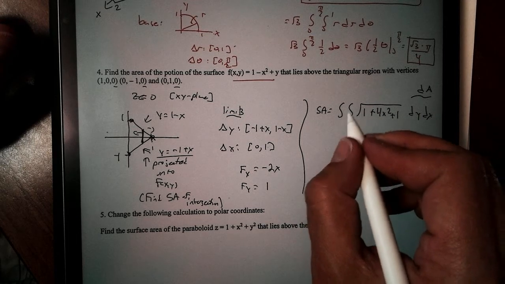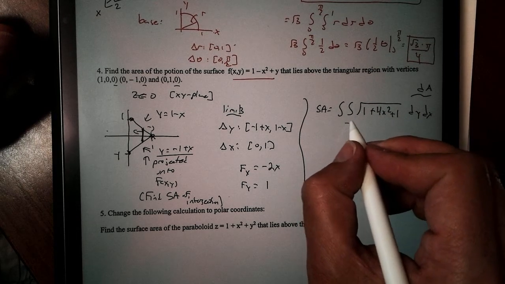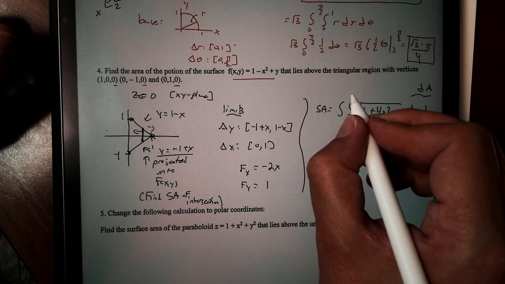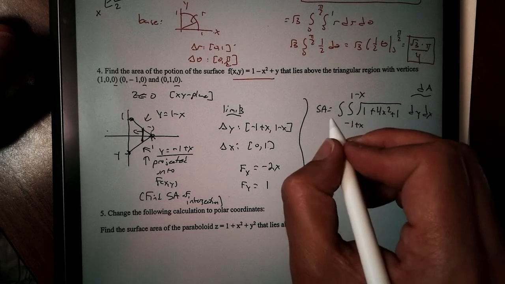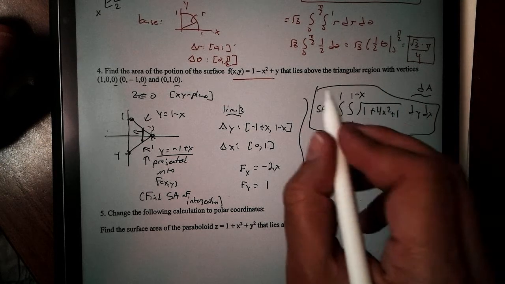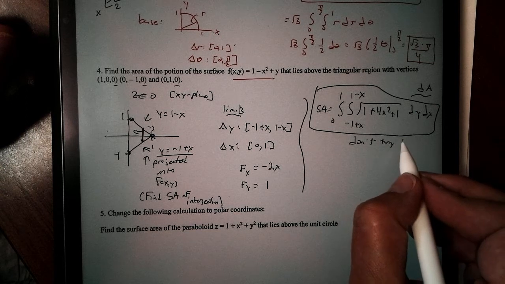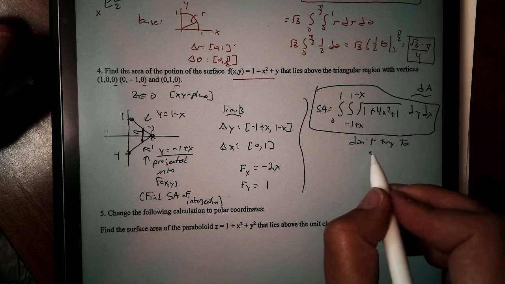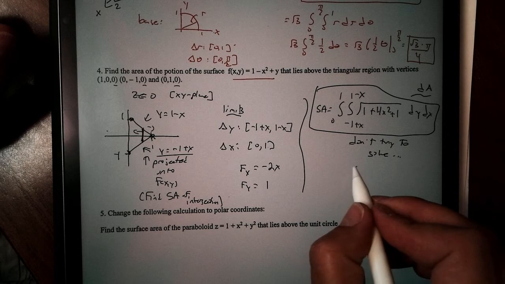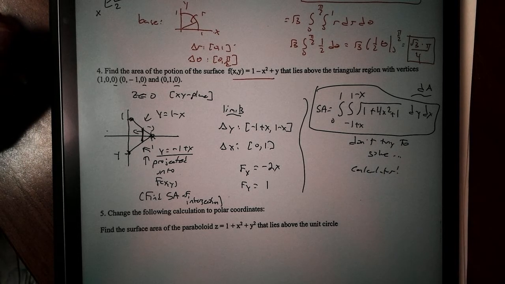And over here, what do we get? We're going to go from a change in y, negative 1 plus x, to 1 minus x, and 0 to 1 here. Now this one, you don't want to solve by hand. Don't try to solve it, you'll only make yourself cry. You can use a calculator for something like this, or a computer.